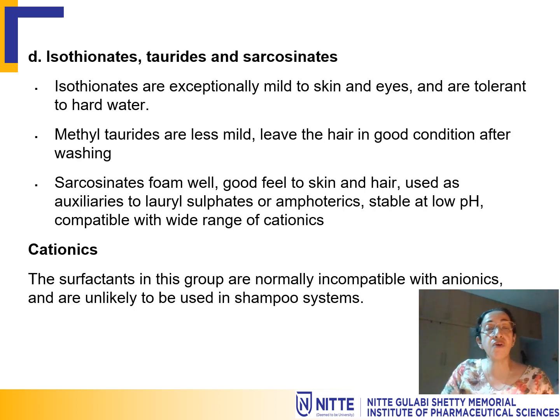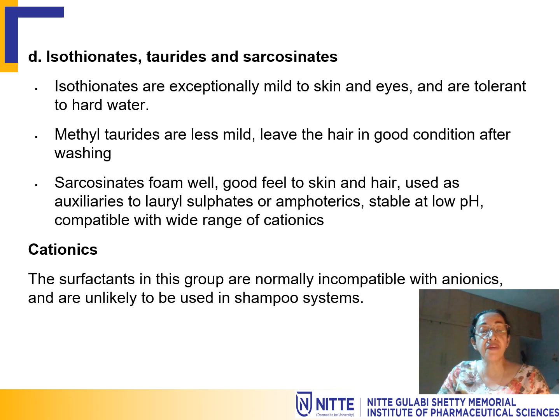The next class of surfactants are the isothionates, the taurides, and the sarcosinates. The isothionates are exceptionally mild to the skin and the eyes, and they are known to be very tolerant to hard water and therefore do not produce hard soaps. Methyl taurides are less mild and leave the hair in good condition after washing. Sarcosinates foam very well and they feel very good to the skin and the hair, and they are generally used as auxiliaries whenever lauryl sulfate or amphoterics are used.